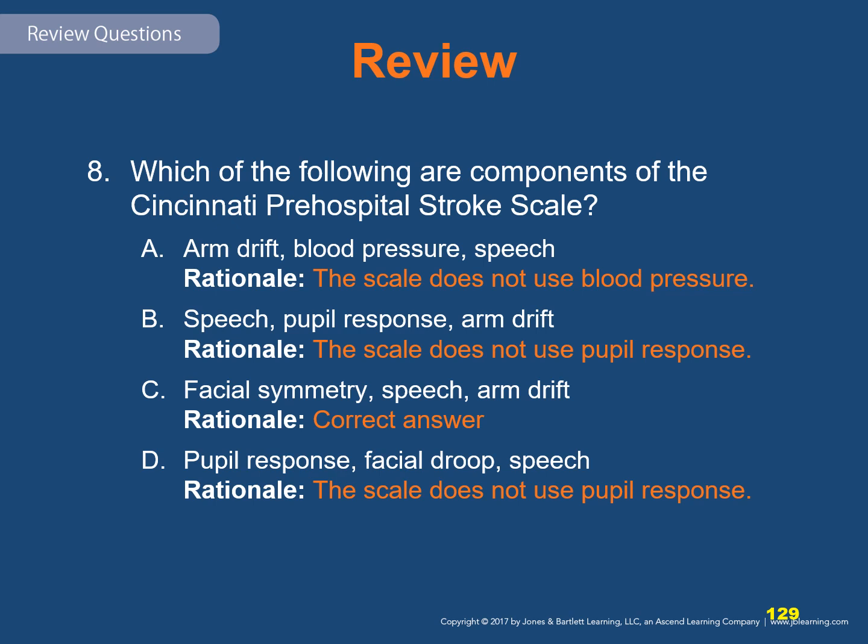Which of the following are components of the Cincinnati Pre-Hospital Stroke Scale? A, arm drift, blood pressure, and speech. That's not correct because the Cincinnati scale does not use blood pressure. B, speech, pupil response, and arm drift. That's not correct because the Cincinnati scale does not use pupil response. C are the components that it actually measures, and this is the correct answer. And those components are facial symmetry, speech, and arm drift.